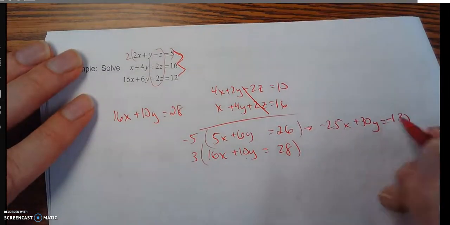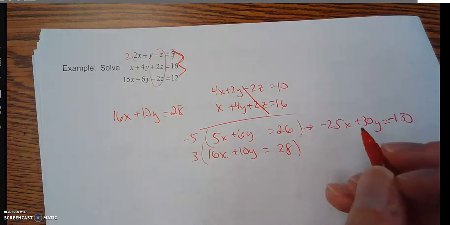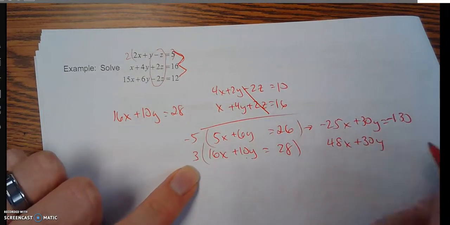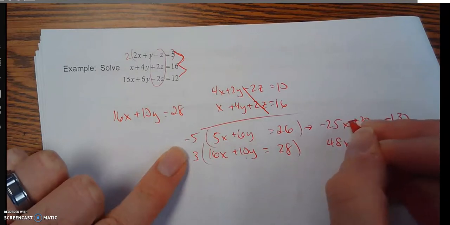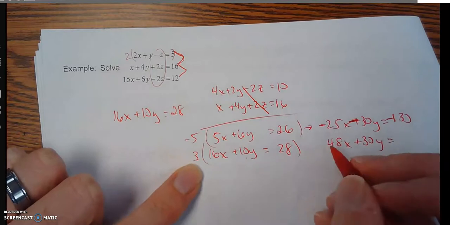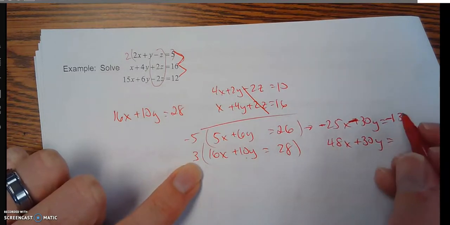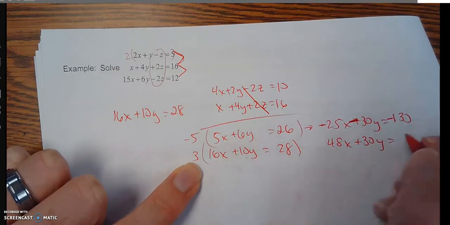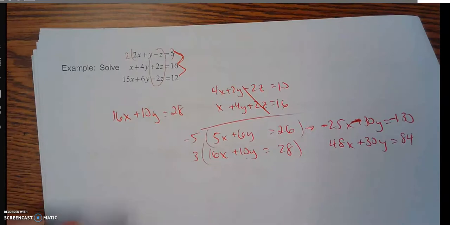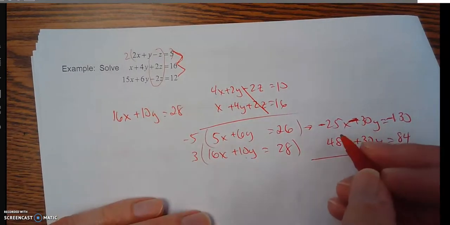But it will be negative. And then I've got 48x plus 30y. Ooh, I missed this negative 2 right here. So negative, negative, negative. And then equals, what would it be? Let's see, 60 plus 24, 84.